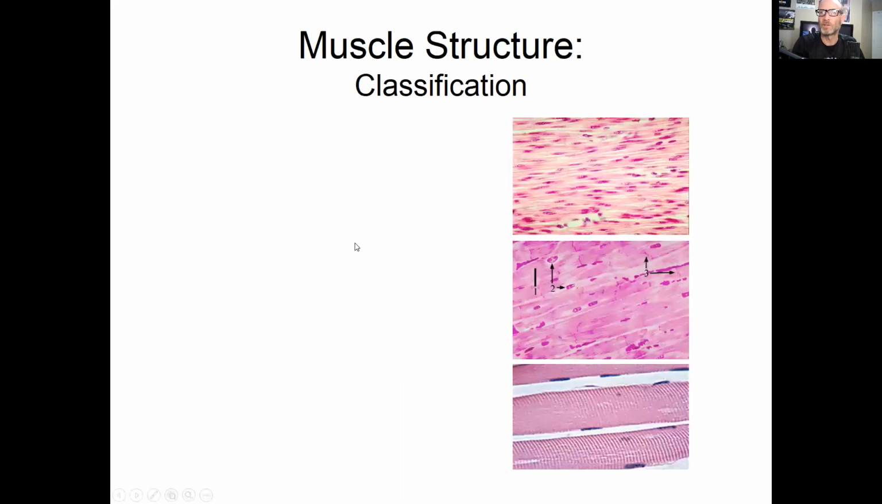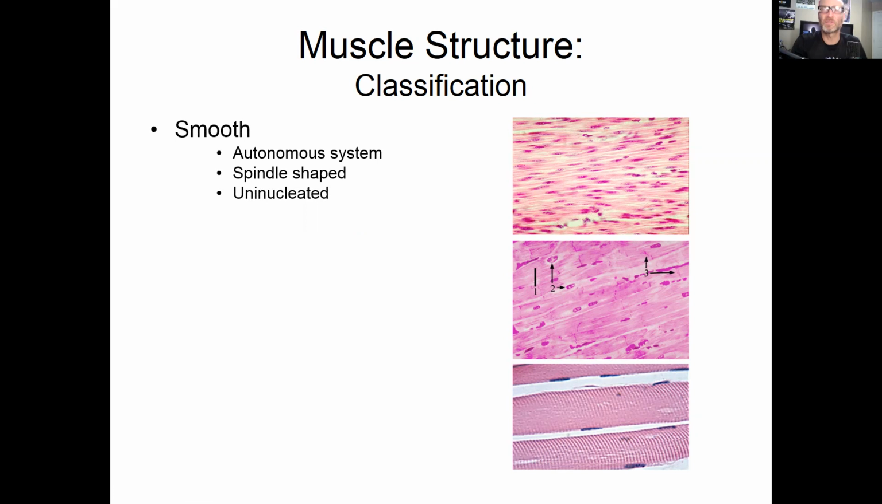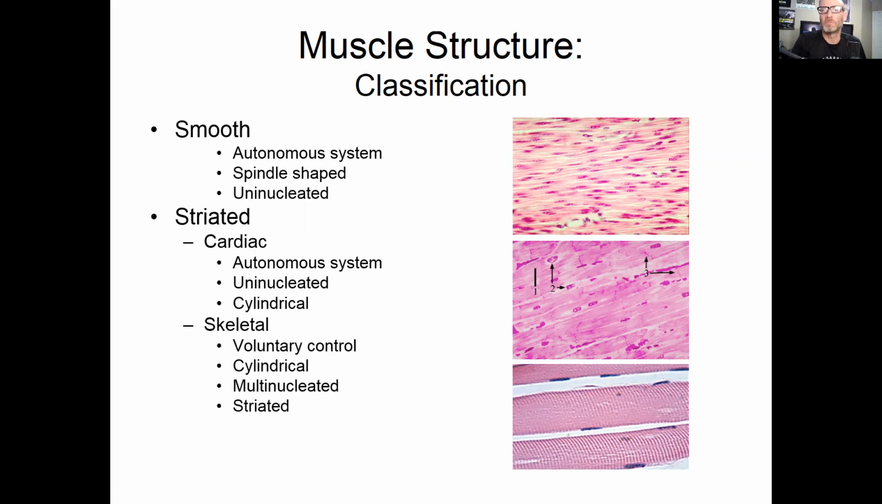All right, so let's start with muscle classification. There are different types of muscles classified based upon their shape. So there's smooth muscle, which is under the control of the autonomic system, spindle shaped, uninucleated, and then there's striated muscle, cardiac in the heart, and skeletal. Obviously, we're interested in the skeletal muscle for the most part.